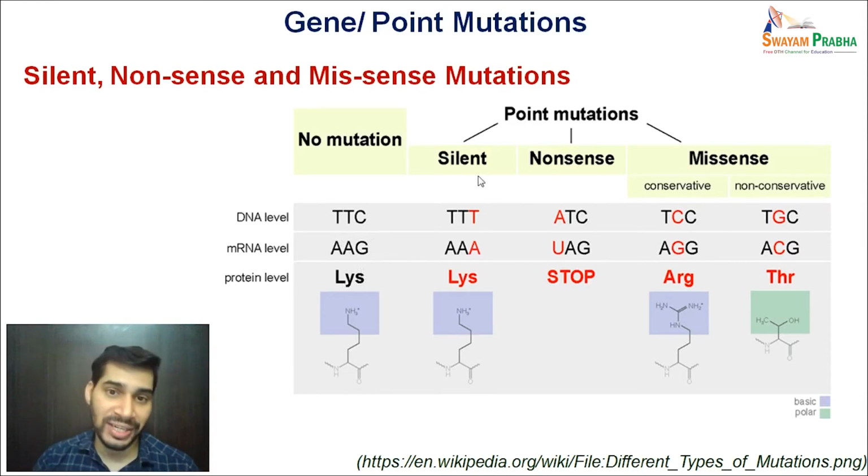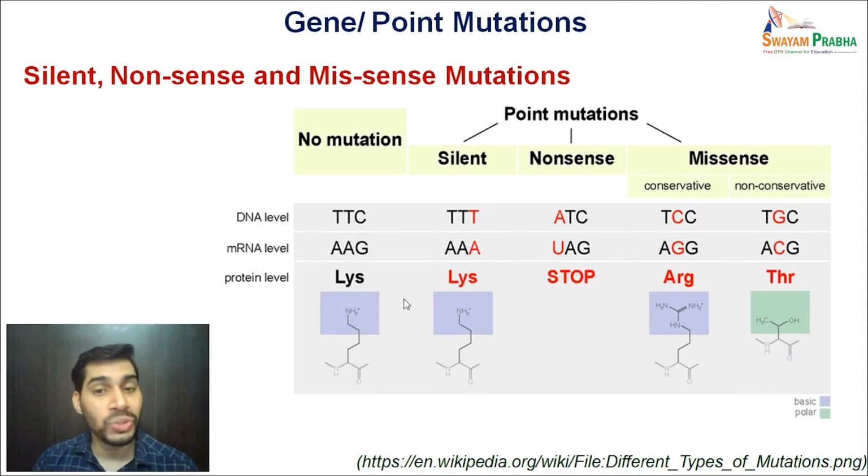If a mutation occurs which changes this C, which is at the third position of this codon, to T, that means the codon has changed, mutation has taken place, and if you see at the protein level, the same amino acid is being formed because the change is at the wobble position and there is always a degeneracy in our genetic code, because of which both of these codons are forming the same amino acid.